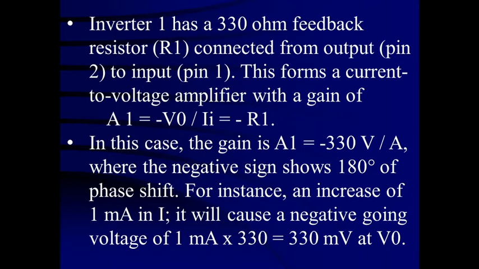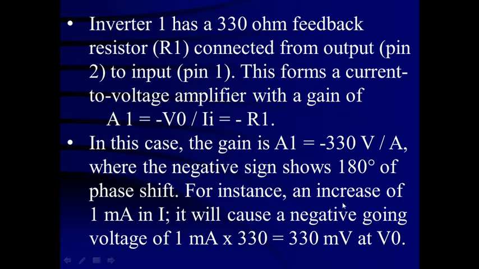Inverter 1 has a 330 ohm feedback resistor R1 connected from output pin number 2 to the input pin number 1. This forms a current to voltage amplifier with a gain of A1 equal to minus V0 upon Ii, and that is equal to minus R1. In this case, the gain A1 is equal to minus 330 volt per ampere, where the negative sign shows that a 180 degree phase shift is going to be there.